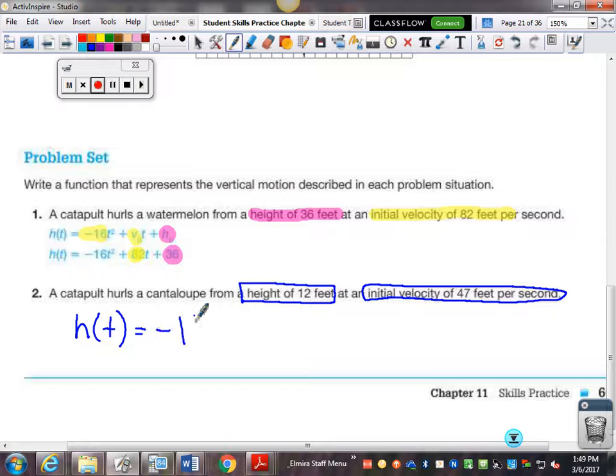They all start with -16 for gravity, t squared. Then the initial velocity is 47. The sentence didn't say that first. Whoops, I wrote 4t. Don't go by the order of the sentence. Look for the keywords. Initial velocity 47, that goes first. Height of 12. So that's what you're doing in the first section.